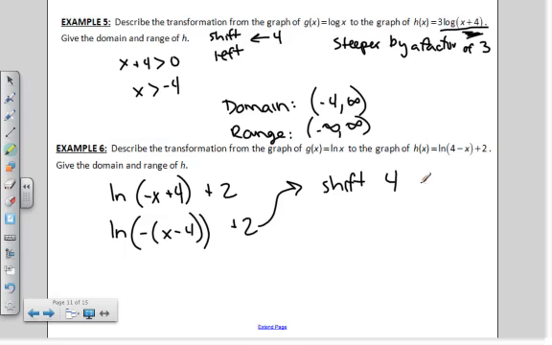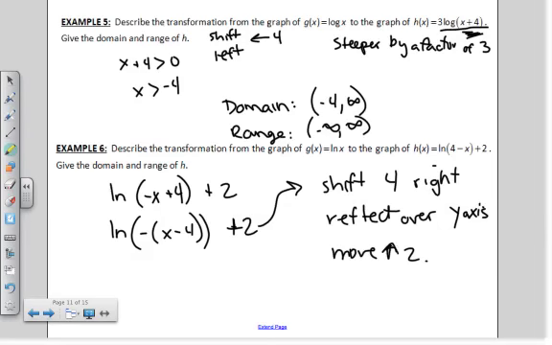So what you can see that we have here is it looks like we're going to shift right 4, and that negative means we flip over the y-axis. Remember, when you have the negative inside, it does that. And we're going to shift this up 2 too.